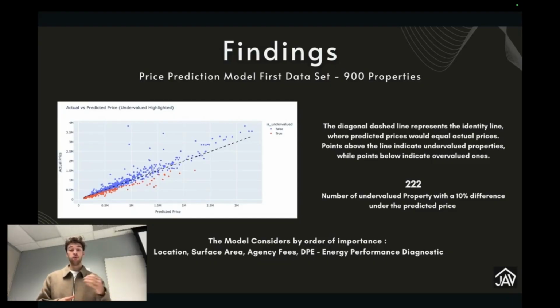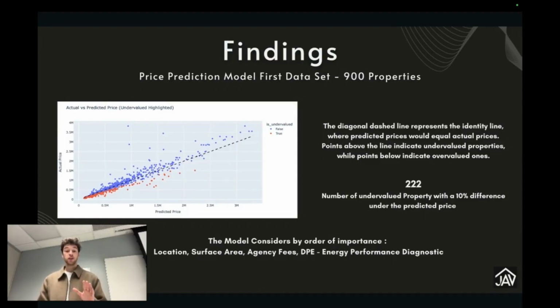And you can see in blue the overvalued or normally valued prices, but most importantly, here is the sweet spot: the red dots. These are the undervalued properties. We have 222, so it's a lot. It represents nearly 25% of the properties here. These represent a 10% difference under the predicted price. So if it's a $1 million property, it means you have a gain of $100,000. So it is a lot. But this is only a first data set.